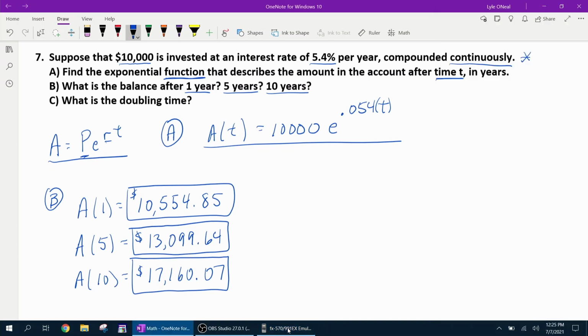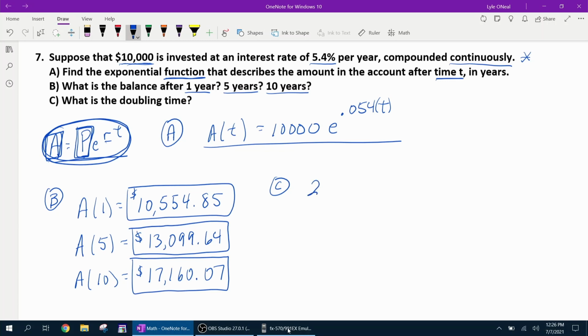And the answer for 10 years, $17,160.07. And for part C, it asks for the doubling time. Doubling time means how long will it take for our money, our investment, to double. And I think what I'm going to do is show you how they come up with the formula for that. So using our compounded continuously formula, knowing that P represents the principal, if you want the doubling time, then the amount would have to be twice as much as P.